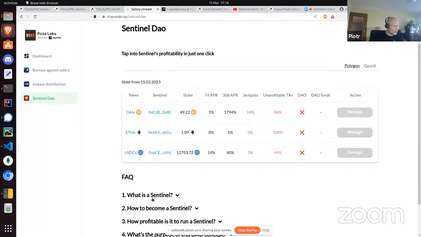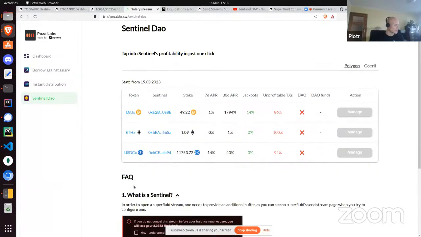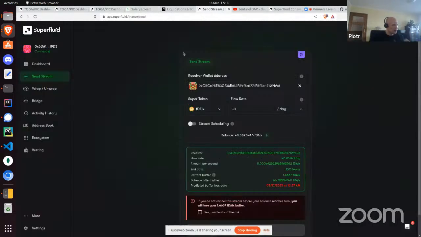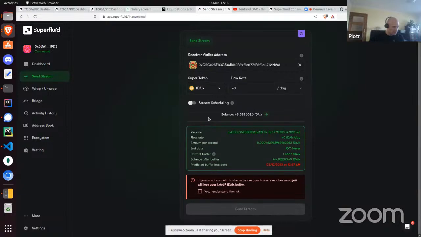So first up, it would be good to understand what a Sentinel is. So if you were to go to the superfluid.finance website and send a stream to some address, you can input your flow rate right here, and then you have this pop-up window that says that you put up a buffer in order to open that stream. So you might want to ask what's happening with that buffer and what it's used for.